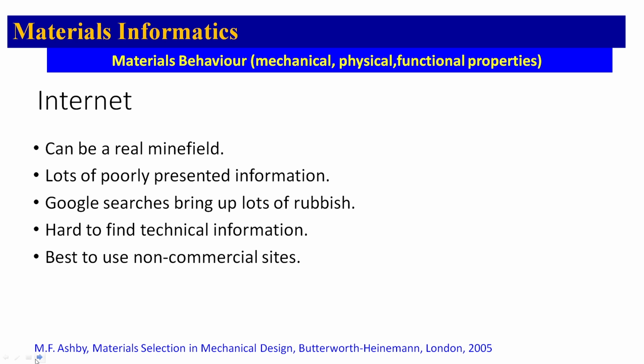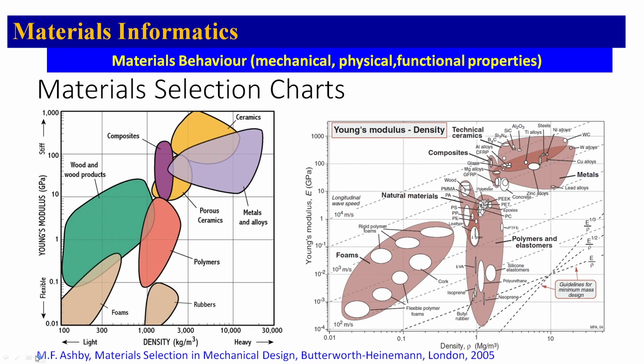So, the best is to use non-commercial sites, and Google will take you to those non-commercial sites at the end. After probably some 3-4 pages you will find those non-commercial sites, but we always like to see the first 10 hits, first 15 hits in a Google search, right. That is why the internet is not a good way to get information.